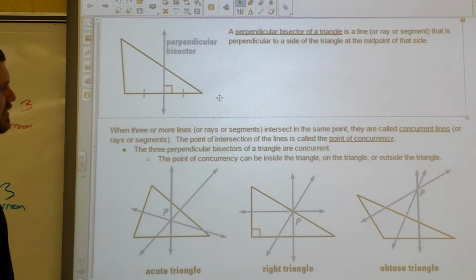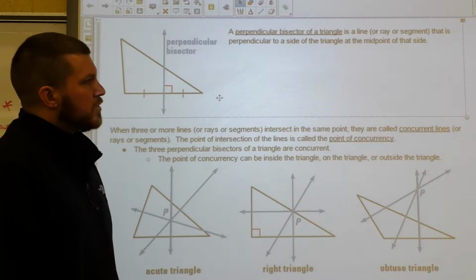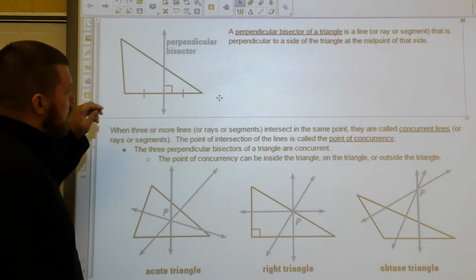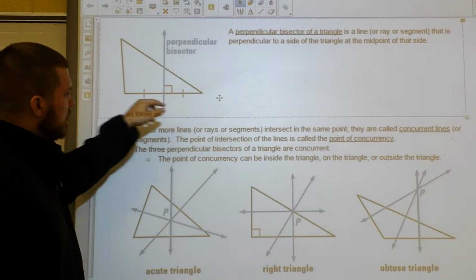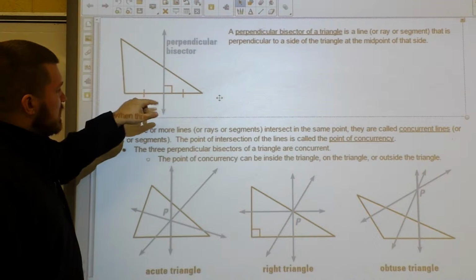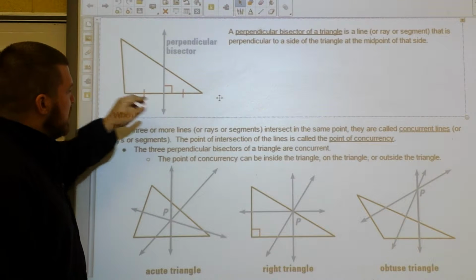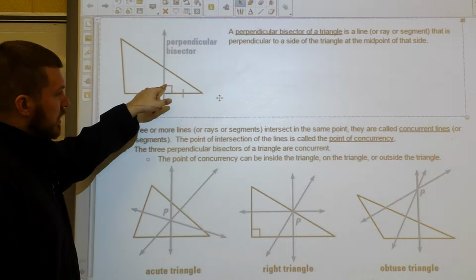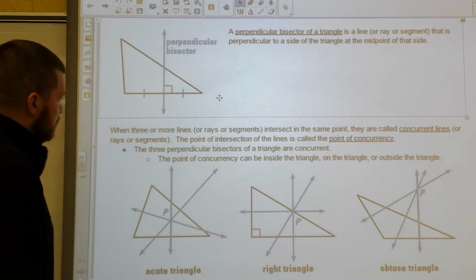So a perpendicular bisector of a triangle is a line, ray, or segment that is perpendicular to the side of the triangle at the midpoint of the side, and that's what we see here in this picture. Since this perpendicular bisector goes to the midpoint of this side, it cuts the side into two equal parts, and again it's perpendicular, so where it cuts, it makes a 90-degree angle.